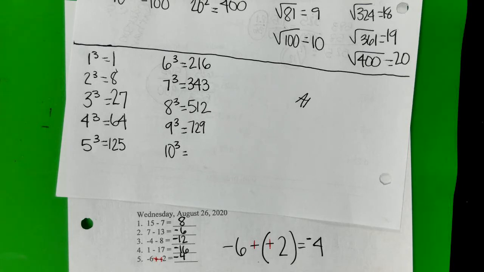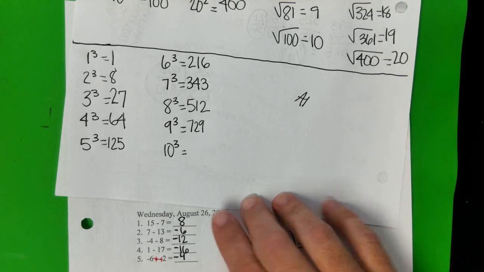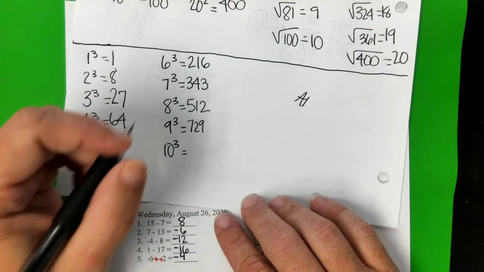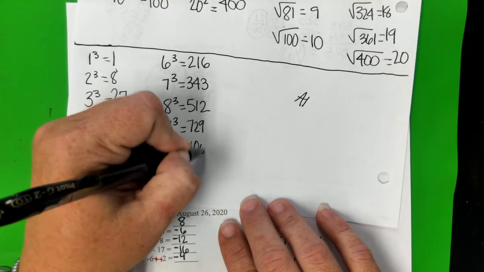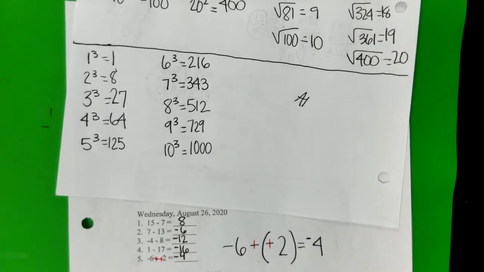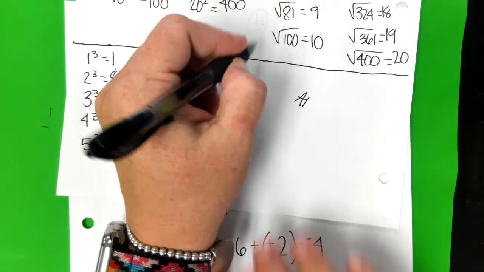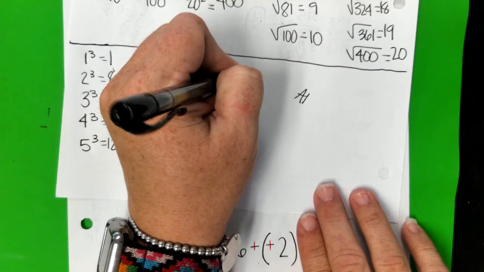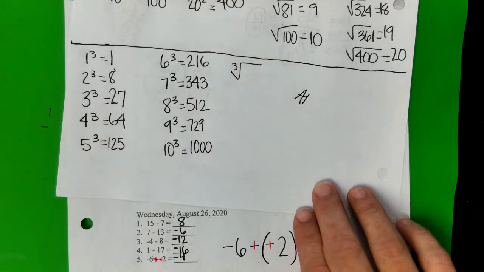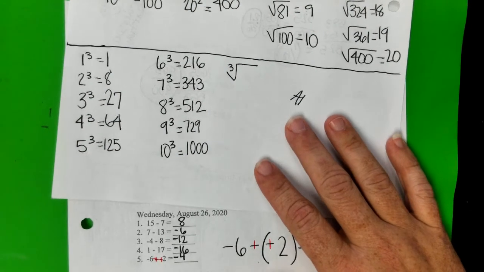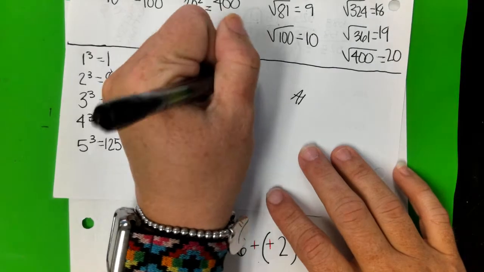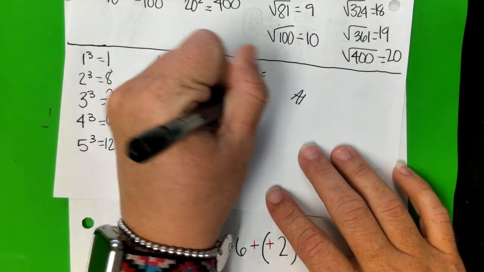You're going to have to memorize these, okay? Because it's going to be a timed test. It's going to be a major standards-based assessment. And 10 to the third, that one's easy. 1,000. So this is a cube root symbol. It's a square root or a radical with the 3 in the outside little hook. So that means the cube root of.